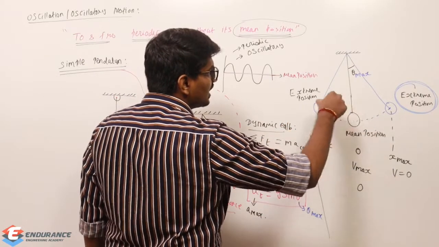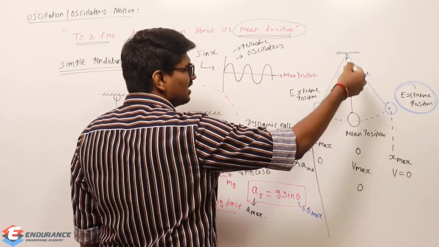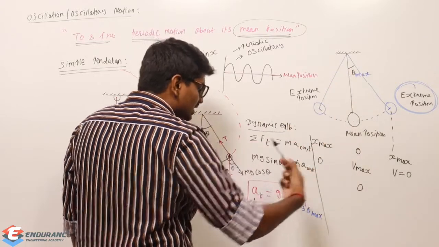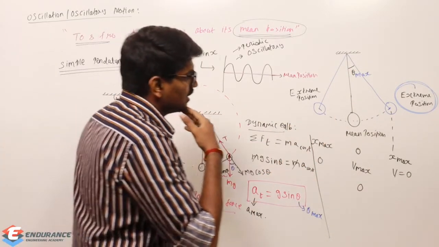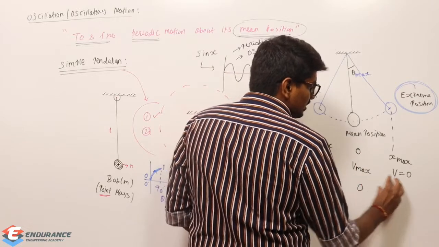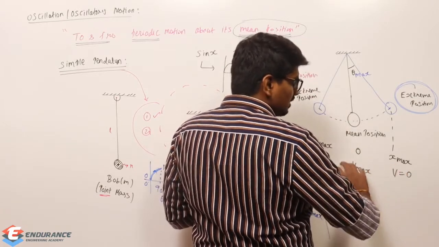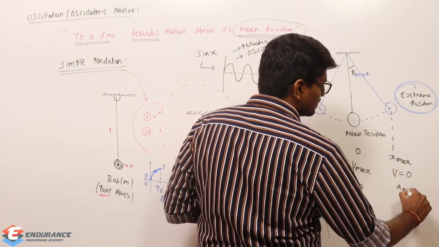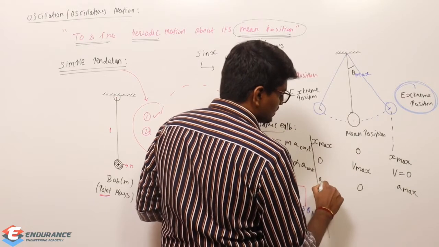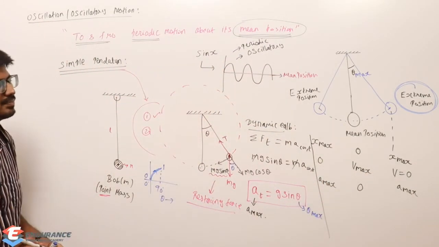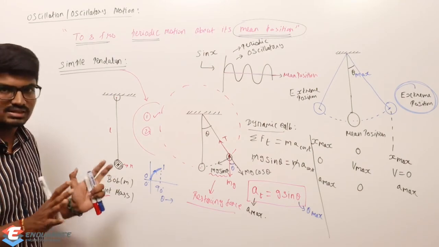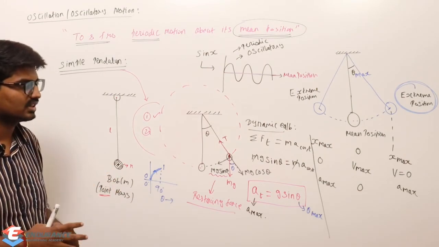Wherever other position you take, according to the theta, you substitute the theta, you will get the acceleration. So what happens? Theta will be 0 in the mean position. Here it will increase, and here it is going to be maximum, and here again it's going to be maximum theta. Okay, so I hope it is clear, the basic idea about this oscillatory motion and all those things.